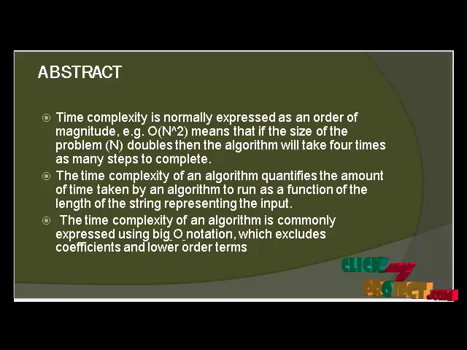Space complexity is normally expressed as an order of magnitude. For example, big O notation means if the size of the problem doubles, then 4 times as much working storage will be needed. This project is used to find the space and time complexity of a given dataset accurately. If we give a dataset, we calculate it very fast and provide an answer very accurately, and the proposed system is very easy to implement.